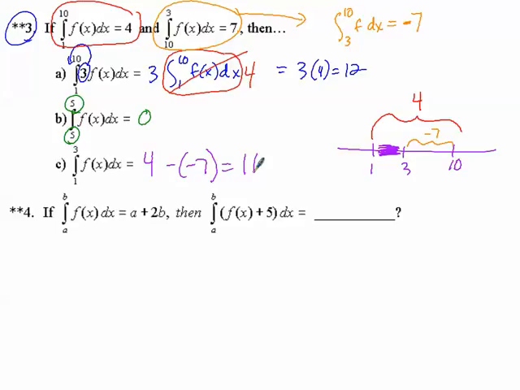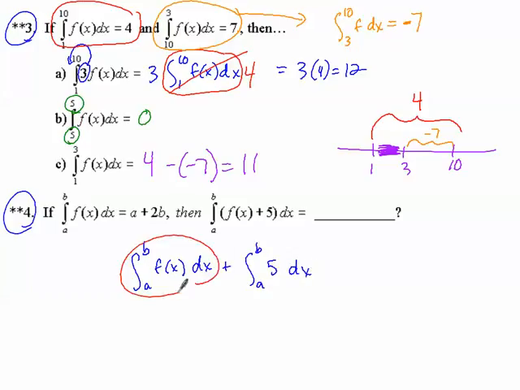One last example, again from an AP exam. If the integral from a to b of f of x is a plus 2b, what's the integral from a to b of f of x plus 5? Well, again, let's use our properties, splitting up the integral first. And the reason we want to do that is because we know this one. We were given it as a plus 2b. So a plus 2b can go in the place of that.